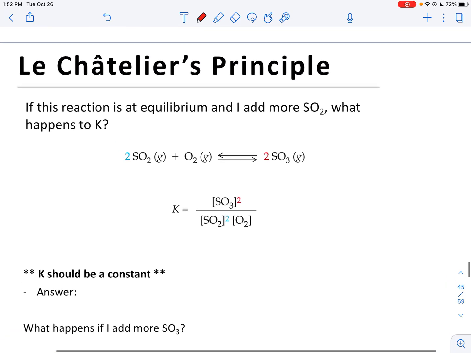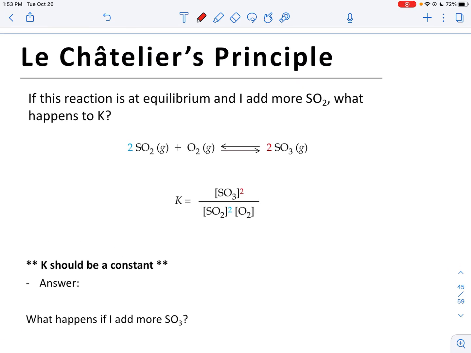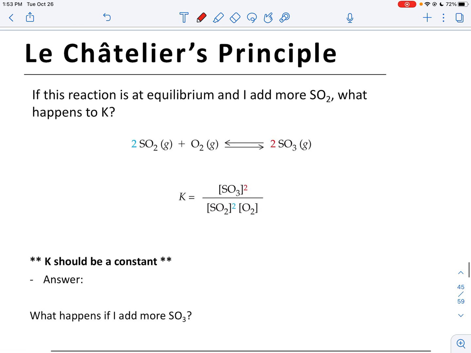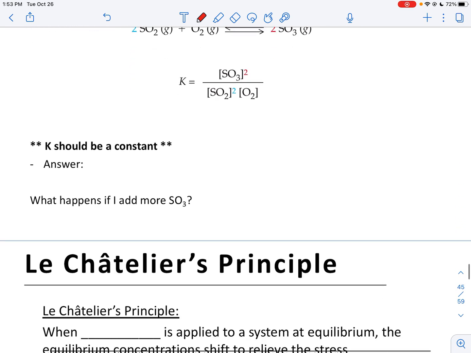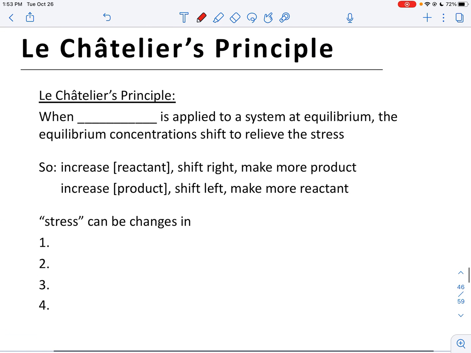Hey everybody, we're going to talk about LeChatelier's principle. This is our last topic in chapter 7, so I actually want to skip over this first slide and jump in on the second slide right here. So this is defining what LeChatelier's principle is.